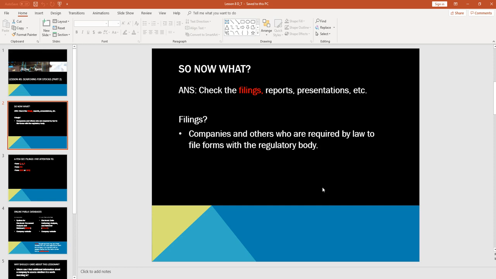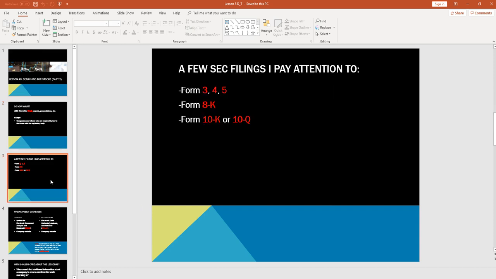And so what are the filings? The filings are just forms that the companies are required by law to file with the regulatory body, and if you're talking about the United States, then it would be with the Securities Exchange Commission. And so the particular filings that I pay attention to are the forms 3, 4, and 5.